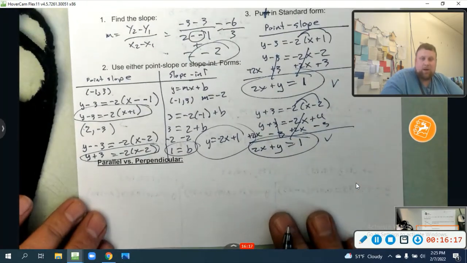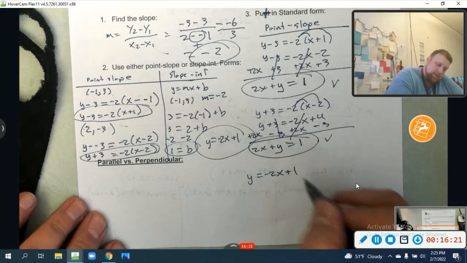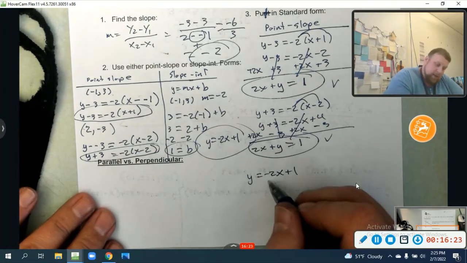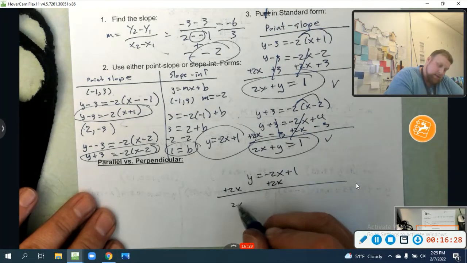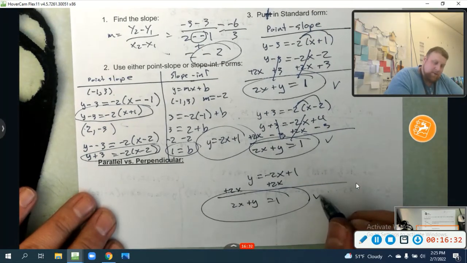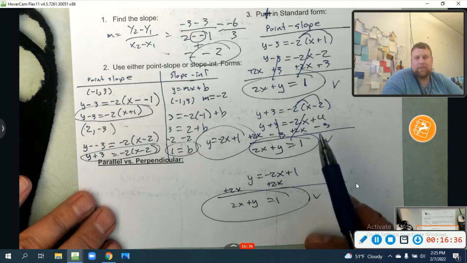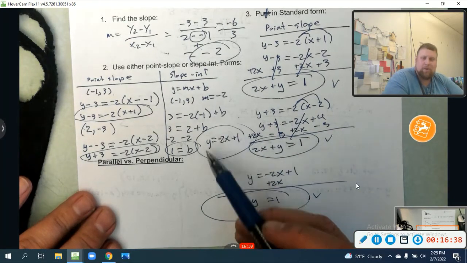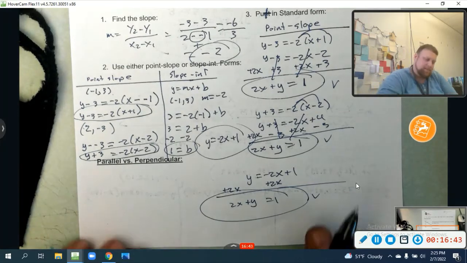And then let's try our last one. So for y equals negative 2x plus 1, let's see what we get. I'm going to add 2x to both sides. 2x plus y equals 1. Same as all the others. This one was incredibly easy. So it's incredibly easy to go from slope-intercept to standard, but it's a little more work in the process of getting the slope-intercept. So kind of six of one, half a dozen of the other.